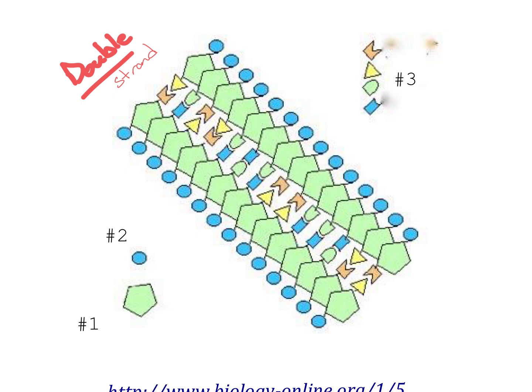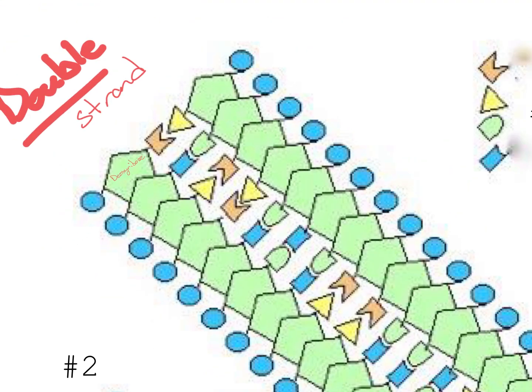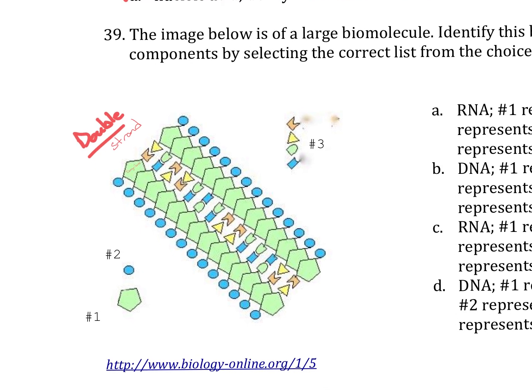So what's the sugar? What sugar is this? You should be able to answer it. If you can't answer it, again, reflective moment. What sugar is in DNA? Deoxyribose. All these are deoxyribose. They're all linked together. Sugar, phosphate, sugar, phosphate, sugar, phosphate, sugar, phosphate.